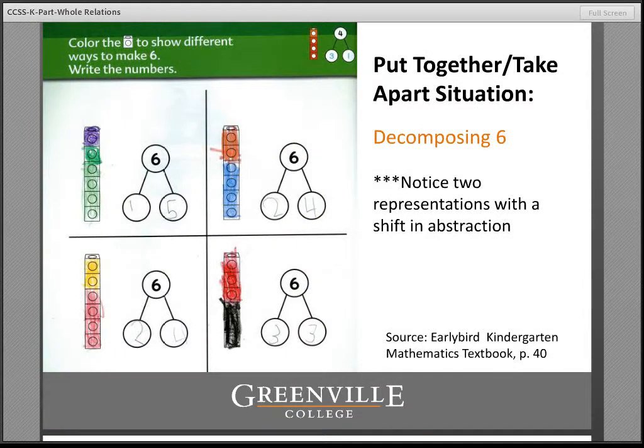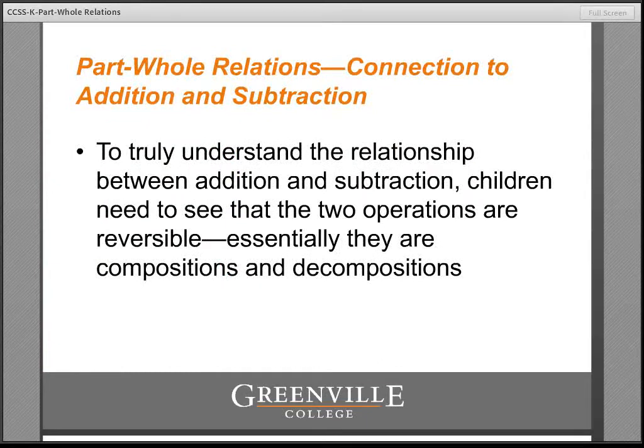And here's another example where they have 6 snap cubes together, and they have to decide how they could be 2 different colors, and from there that's going to generate the 2 different add-ins or parts. In addition to being able to understand that a number, a quantity, can be partitioned into 2 smaller quantities and that supporting standard 2, we also have this idea of how addition and subtraction are connected.